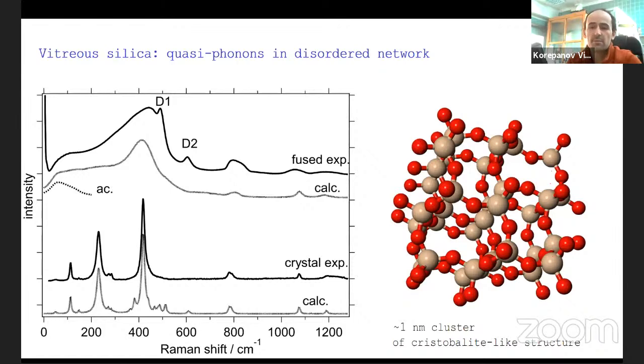And when we compare calculated and experimental Raman spectra, we can see that the best match between experiment and calculation is for something like 1 nanometer vibrations, which can be represented with the cluster, which is shown here in red on the right side.